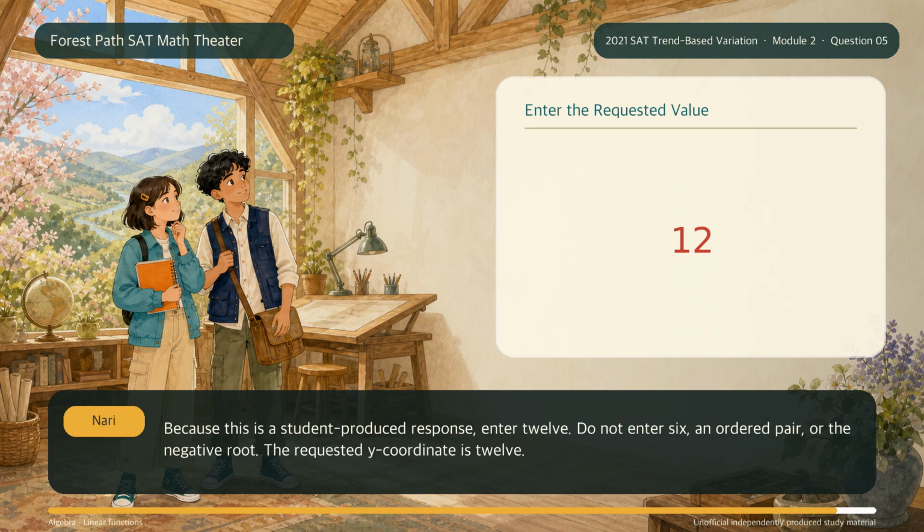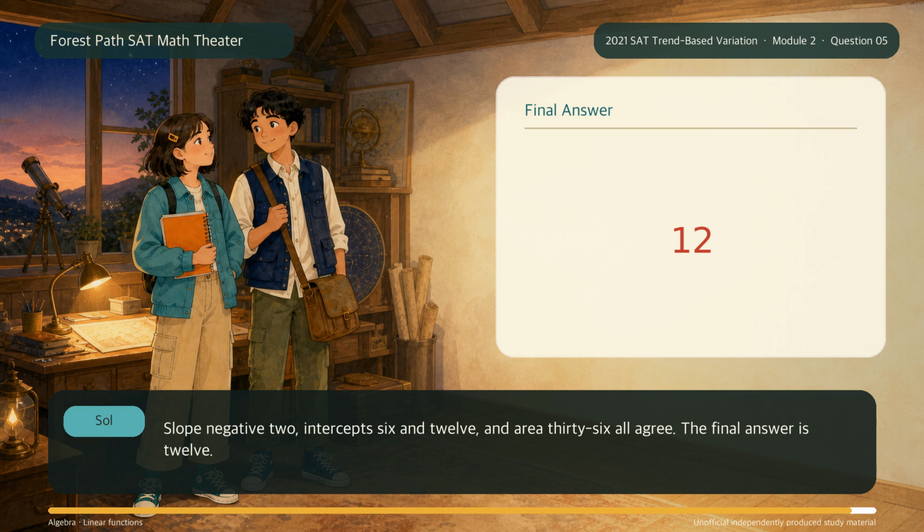Because this is a student-produced response, enter 12. Do not enter 6, an ordered pair, or the negative root. The requested y-coordinate is 12. Slope -2, intercepts 6 and 12, and area 36 all agree. The final answer is 12.